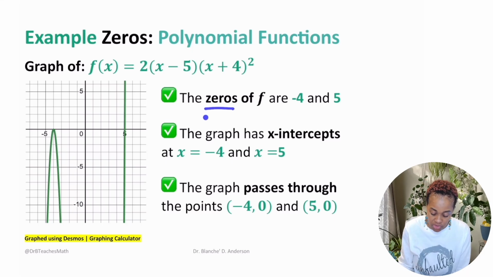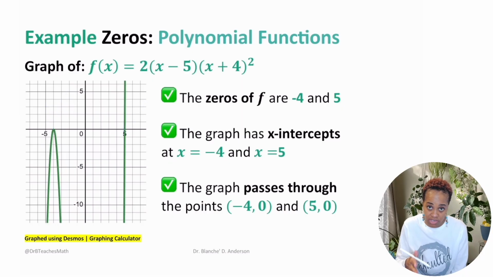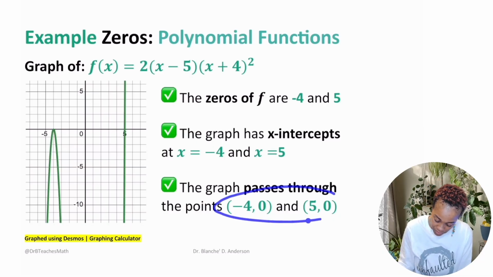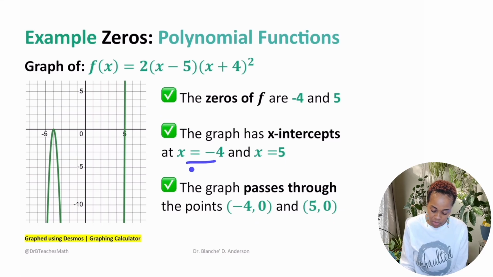So the zeros, the roots, the x-intercepts, the real zeros, because they're real numbers, of f are -4, which is here, and 5. Okay, so this is the point x equals -4, and this is the point x equals 5. These are x-intercepts because that's where they cross or touch the x-axis. That's where y is equal to 0. This is the point -4, 0, and this is the point 5, 0. Y'all see that? So the graph has x-intercepts at x equals -4, x equals 5, and passes through these points.